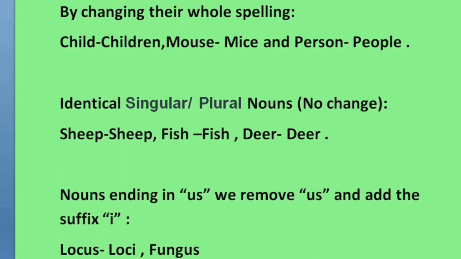Let us take the next example, which is fungus, and the plural is fungi. We just remove us and add I. Another example would be, as you see on your screen, the word cactus. We turn into plural by removing us and adding I.